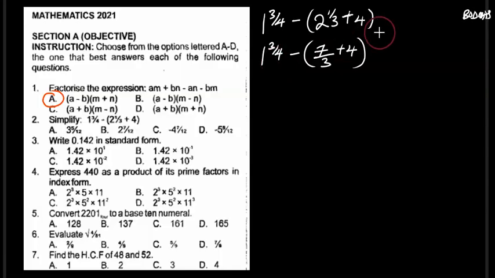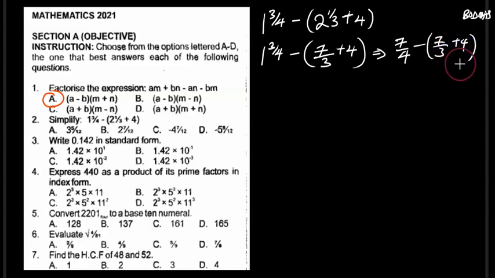So let's also do the same thing and convert this. The denominator is always multiplied by the whole number. So 4 times 1 is 4. 4 plus 3 is 7. So this is going to give us 7 over 4. Then minus, what's inside here is 7 over 3, and then plus 4.